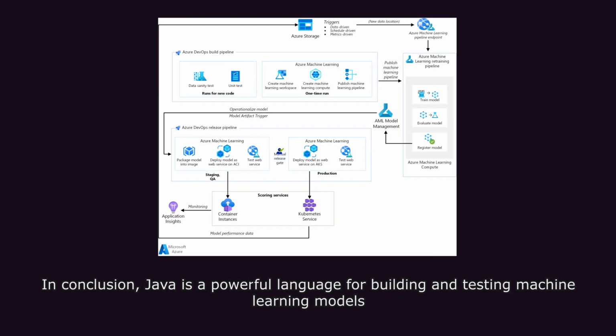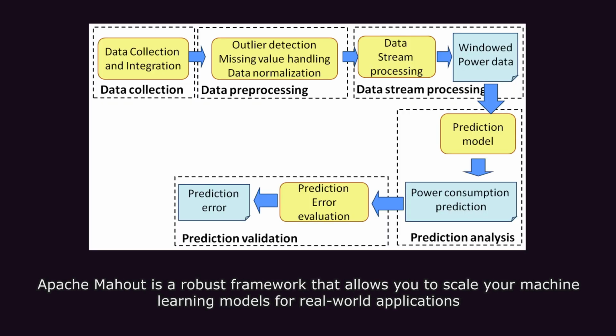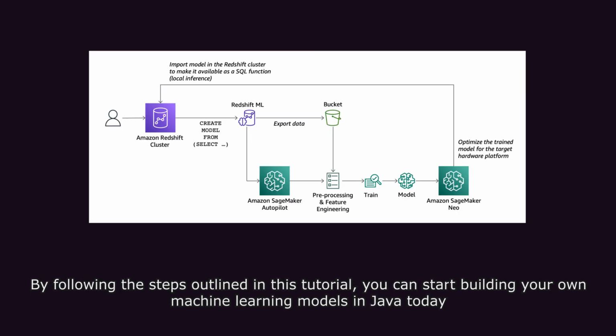In conclusion, Java is a powerful language for building and testing machine learning models. Apache Mahout is a robust framework that allows you to scale your machine learning models for real-world applications. By following the steps outlined in this tutorial, you can start building your own machine learning models in Java today.